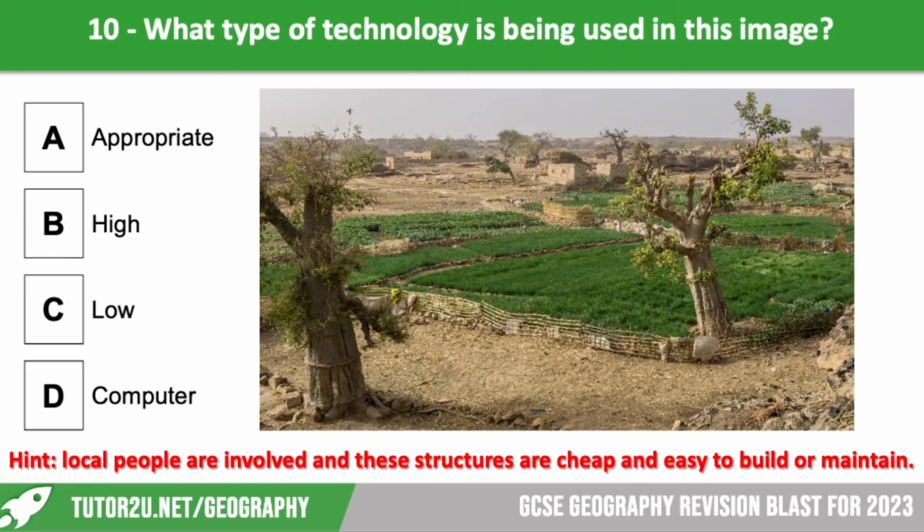Finally, what type of technology is being used in this image? Is it A, appropriate? Is it B, high? Is it C, low? Is it D, computer? And again, at the bottom, we've got a hint. Local people are involved and these structures are cheap and easy to build or maintain.